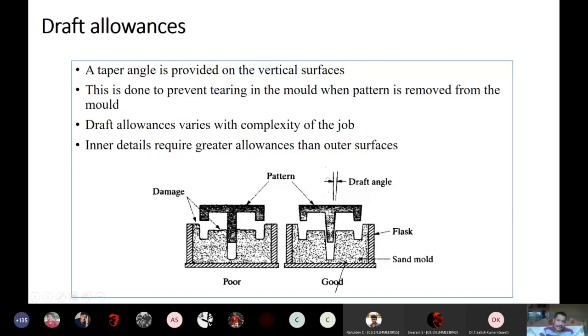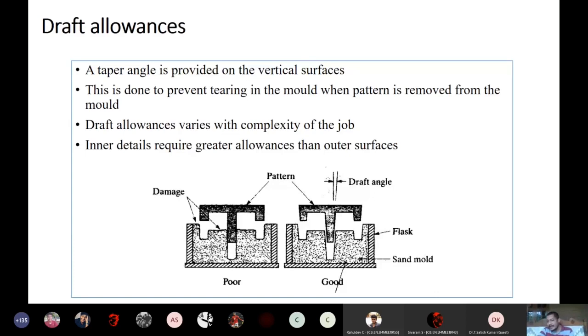So in order to allow easy removal of the pattern from your product, you will make the pattern with tapered edges like this. Everywhere you can see a slight taper is provided. Using this taper, you ensure that no mold breakage happens and the mold remains at the final dimension you intended. A small draft angle is provided on the sides of your pattern walls so that it can be easily removed from your mold to get your proper mold cavity.